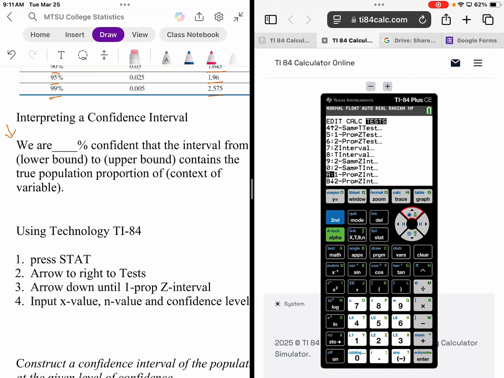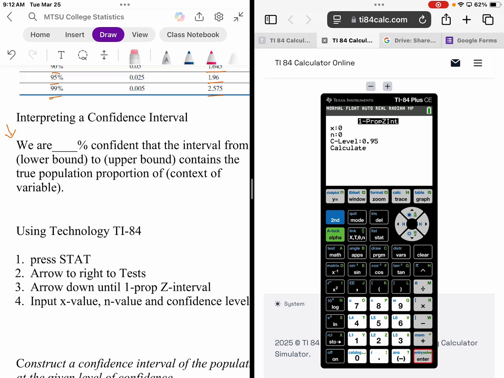As we go to do stuff today mathematically to find these intervals using the technology, that's where we'll type in stuff. As I wrote down in step number 4, if we press enter, all you have to type in is the X value, N, which is your total sample size, and then the confidence level you're using. Those are the 3 things you need to do. The confidence level always needs to be a decimal. If it says 99%, you have to put in 0.99. If you put in 99, it's going to give you an error.